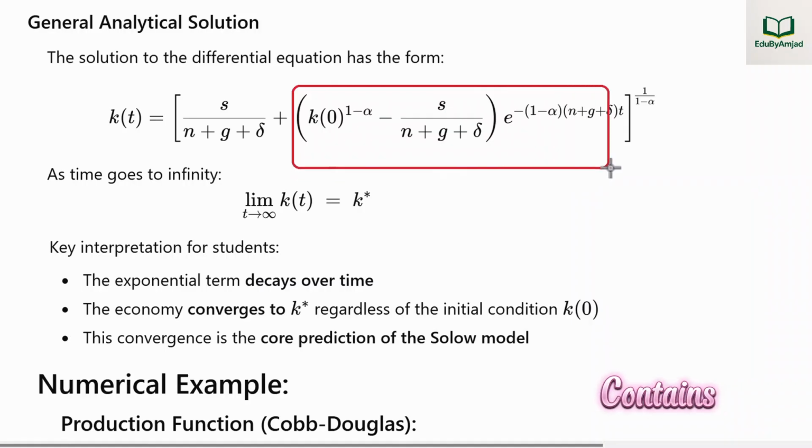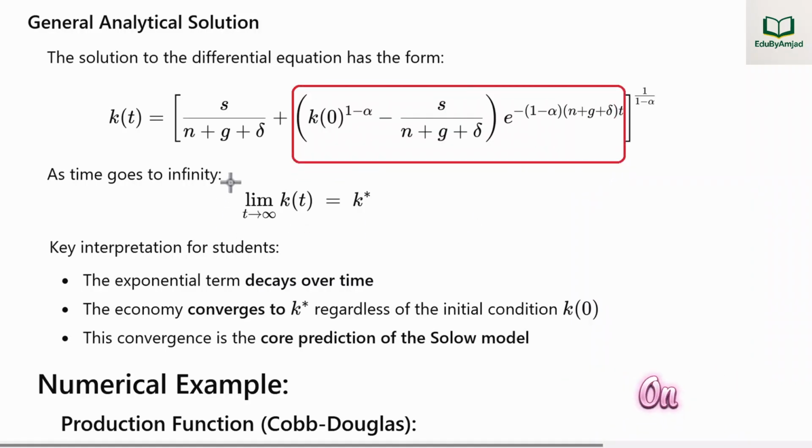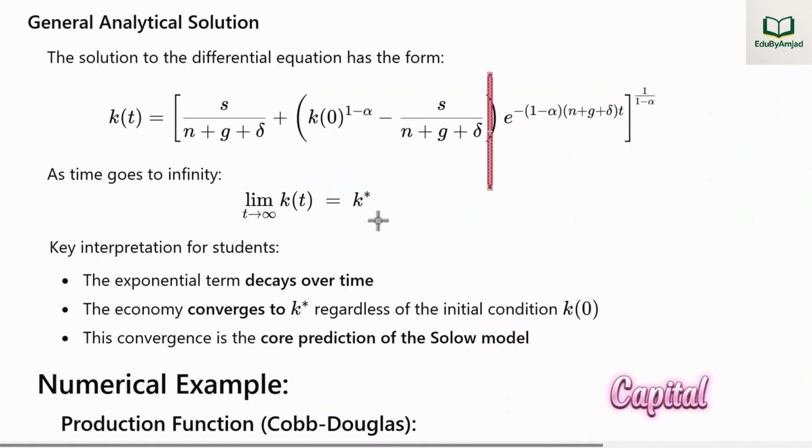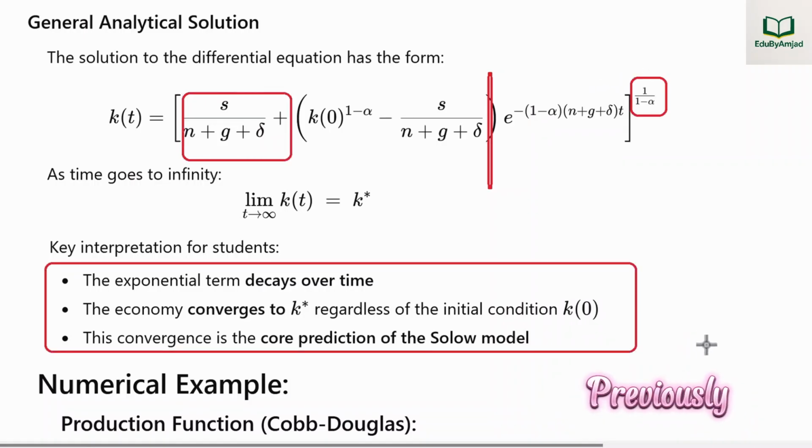The solution contains an exponential term that depends on time and the initial level of capital. As time goes to infinity, this exponential term vanishes. When it vanishes, capital per effective worker converges exactly to the steady-state level we previously obtained by equating saving-based investment with break-even investment. This shows that the steady state derived algebraically is fully consistent with the dynamic behavior of the Solow model.